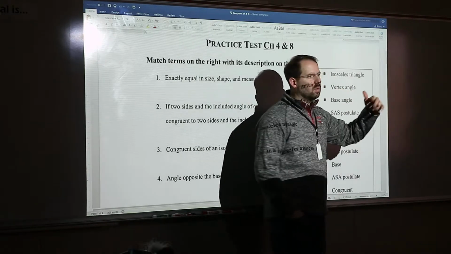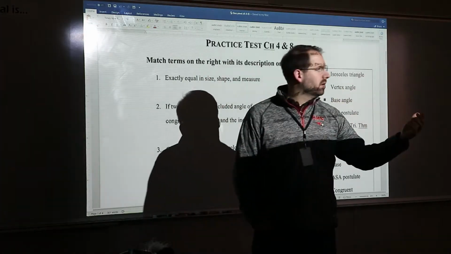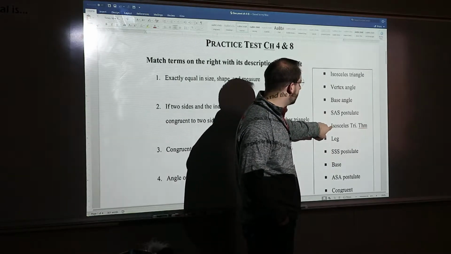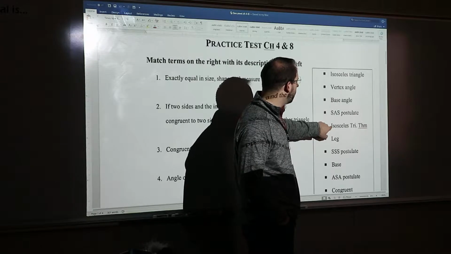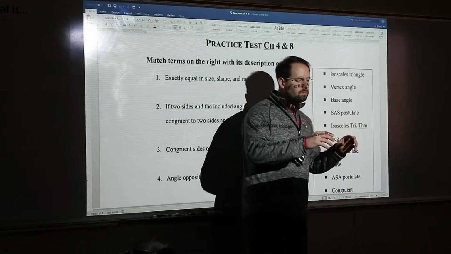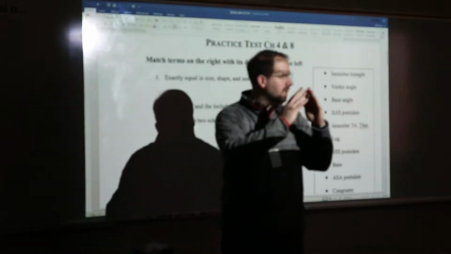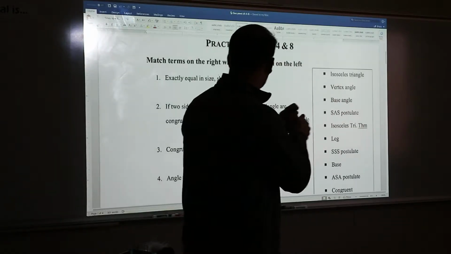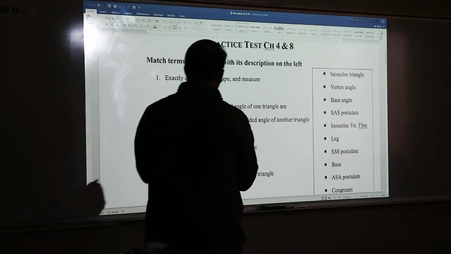I know some people always think, oh, that means the base angles. That's one of the properties. That's actually this theorem, the Isosceles Triangle theorem, which was one of our theorems we had in chapter 4. It talked about that if you have 2 sides being equal on a triangle, then the angles across from them, the base angles across, are also equal. Okay.